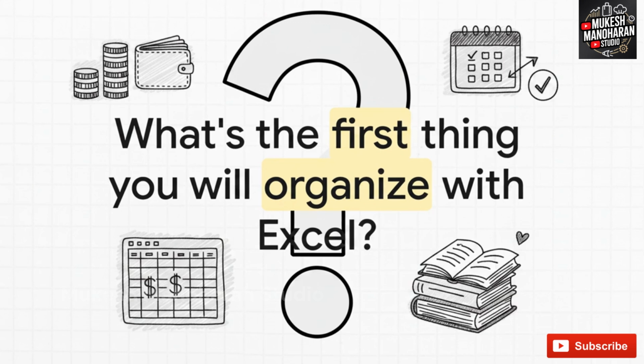So there you have it. You now have the fundamental building blocks to bring order to your own data. The only question left is, what's the first thing you're going to organize? A personal budget? Maybe a project plan for work? Or just a collection of your favorite movies?